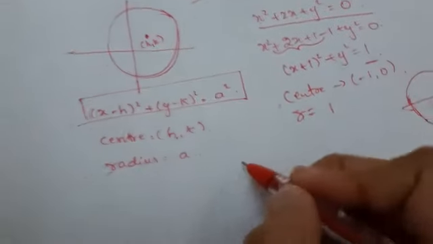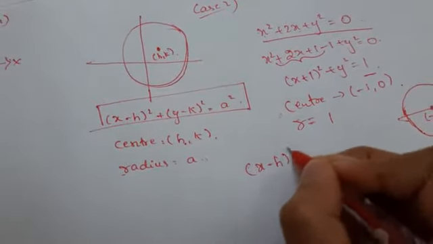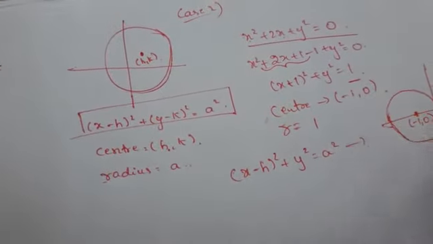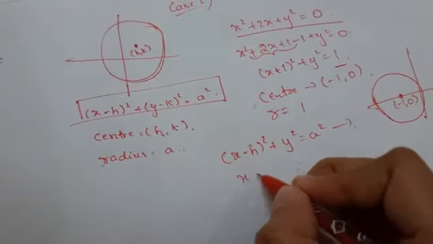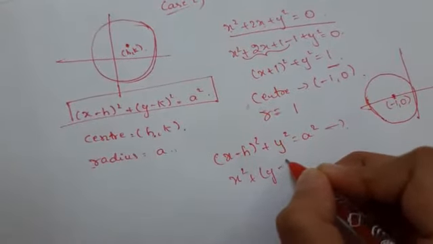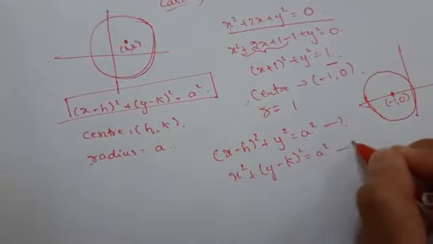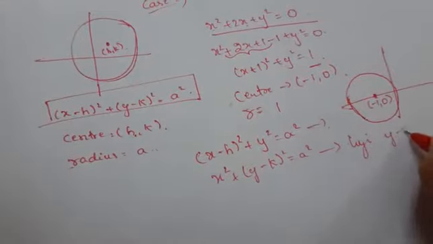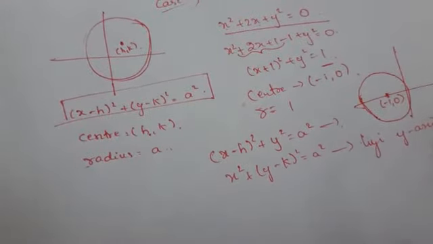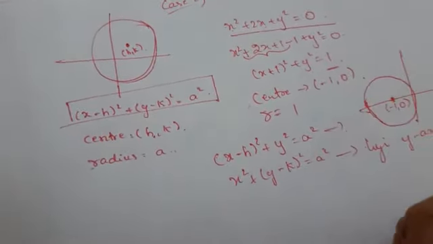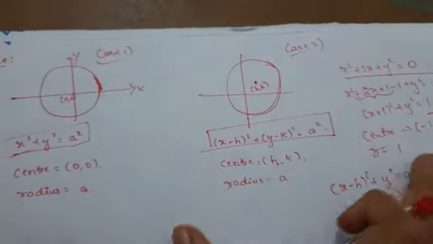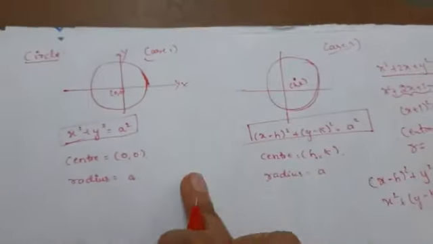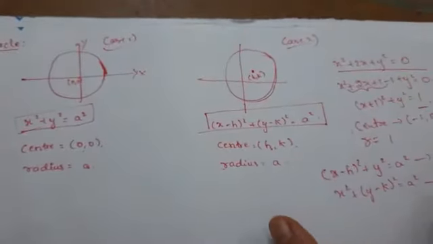So if we are having an equation like x minus h whole square plus y square is equal to a square, then this circle is lying on the x axis, and if we are having x square plus y minus k whole square is equal to a square, then this type of circle is lying on the y axis, where the x component is 0 here and the y component is 0. So this is the basic idea regarding all the cases of circles which we are going to see. Please note it down.